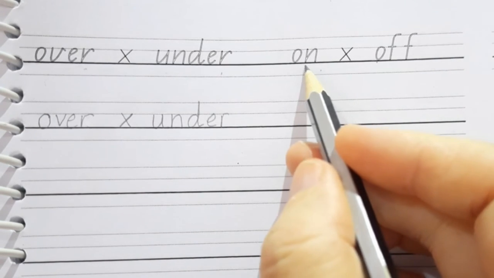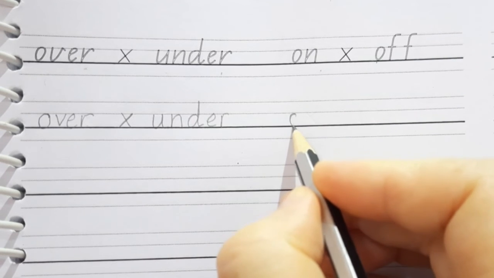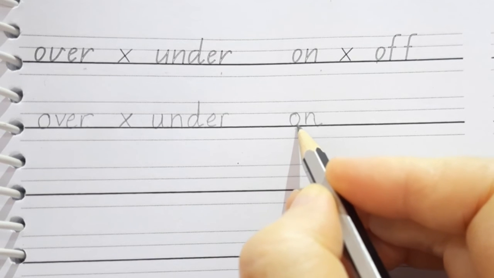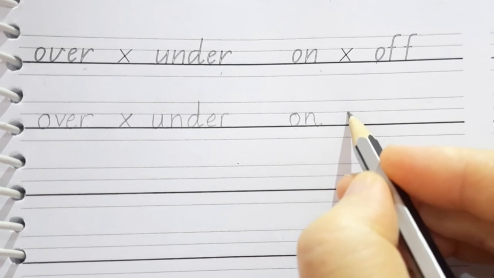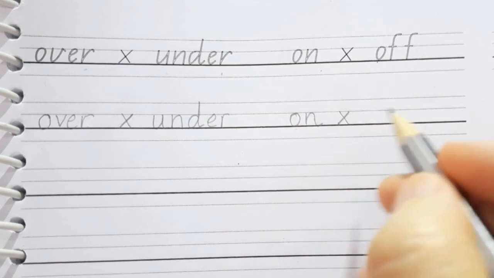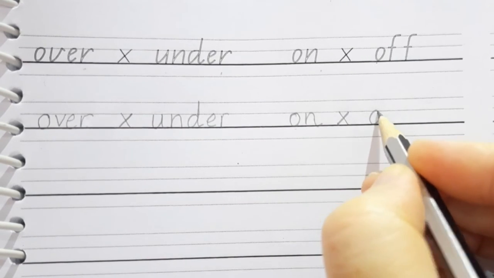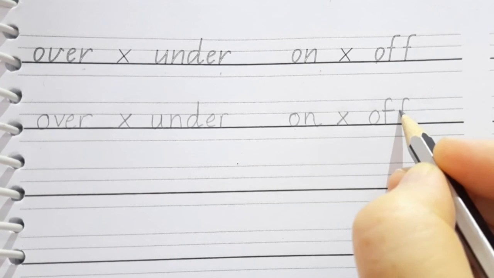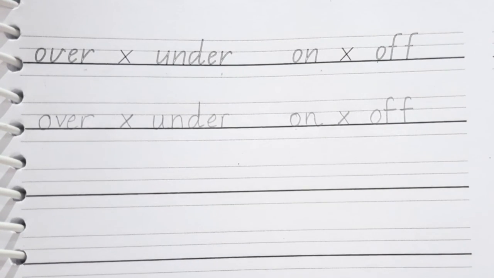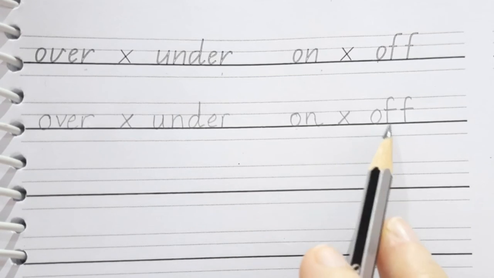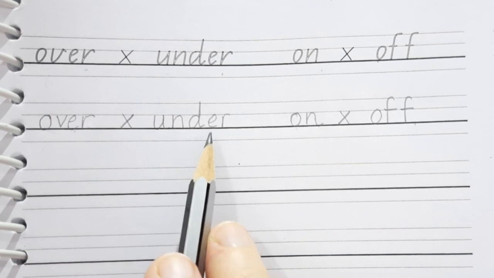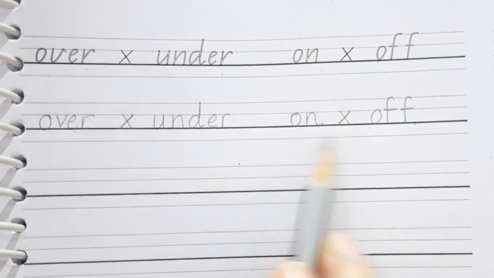Very good. Then on. You know how to write on. This is the short sound of O. On. The opposite to on here is off, off. O-F-F is off. On, off. Over, under, on, off. Very good, children.